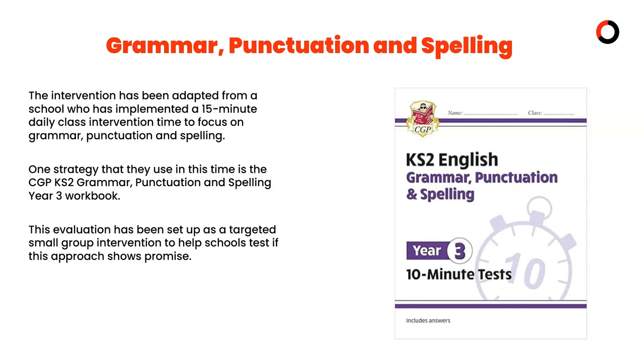So a quick recap of the spelling, punctuation and grammar intervention. This has been adapted from a school that's implemented a 15-minute daily class intervention time to focus on this. One strategy that you use in this time is this book, which is the CGP Key Stage 2 Grammar, Punctuation and Spelling Year 3 workbook, which is the 10-minute tests. So this evaluation has been set up as a targeted small group intervention to help schools test if this approach shows promise before you roll it out, if that's an option that you want to do.